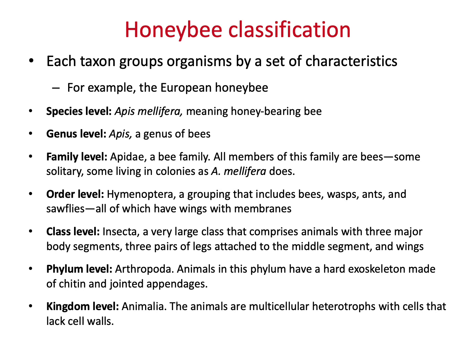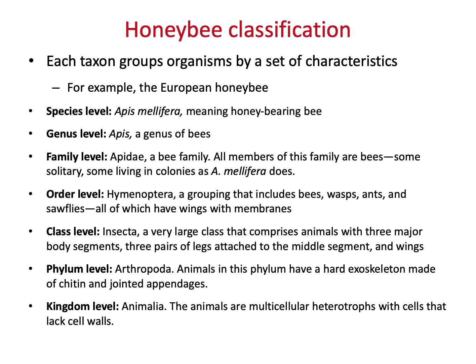So here for European honeybee, the species level is called Apis mellifera, meaning the honey bearing bee. The genus level is actually a genus of bees which is called Apis. In a family level, we have Apidae. It's a bee family. All members of the family Apidae are bees, some solitary, some living in colonies, such as Apis mellifera is.